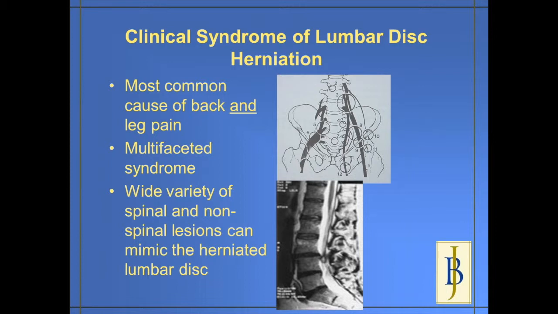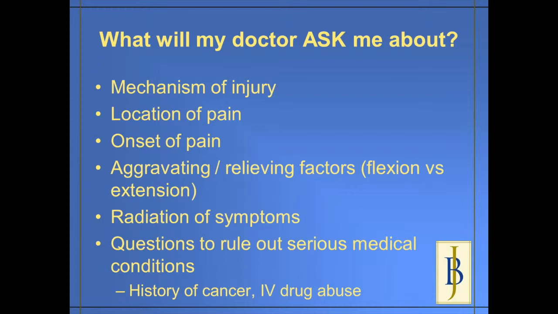It's multifaceted, meaning it has multiple different causes. It's not just the disc itself. There's usually a combination of sprains and strains in your back from all those muscles or ligaments. And there are a lot of things, both in the spine and not in the spine, that can mimic a herniated lumbar disc. So there are some things that your doctor will evaluate you for to make sure that it is actually a herniated lumbar disc and not something different.